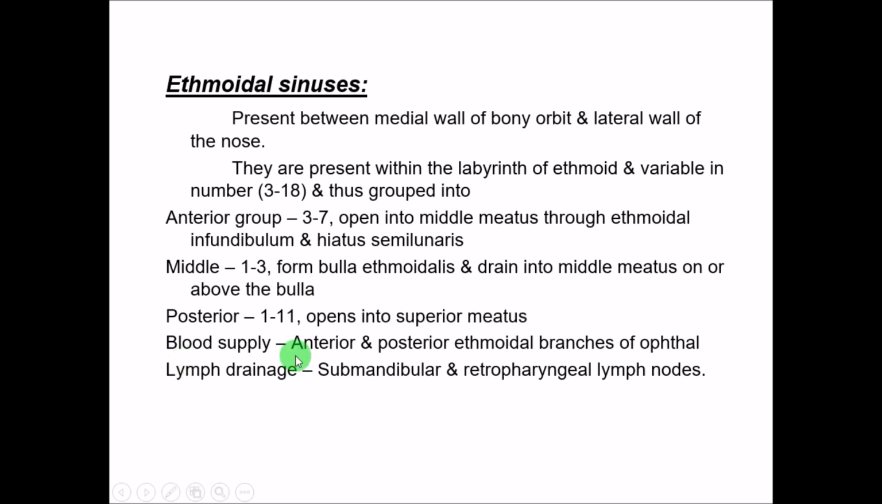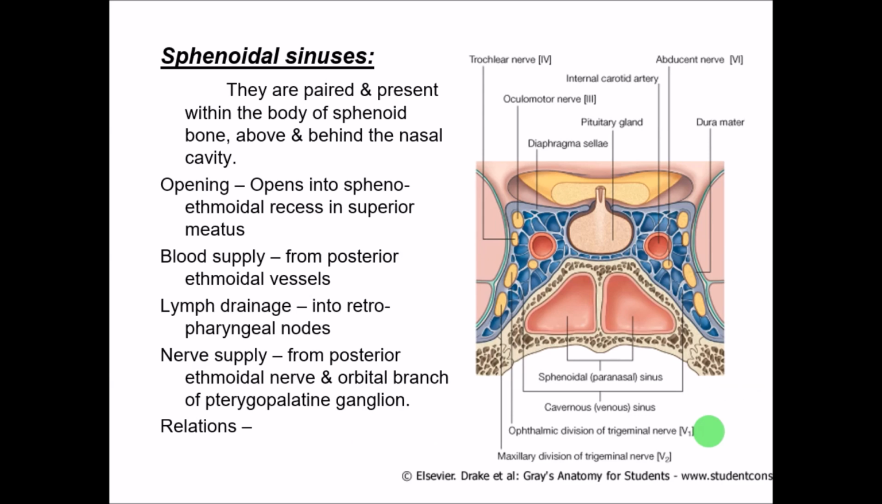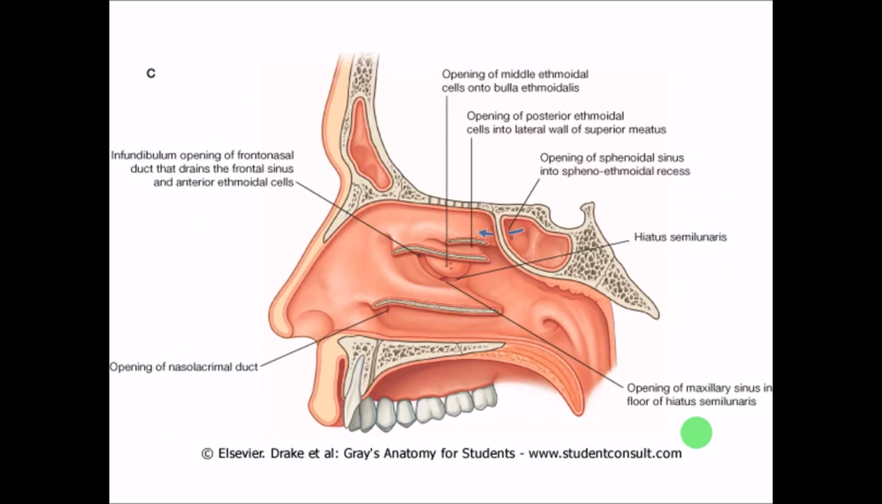Okay. Coming to the blood supply, the anterior and posterior ethmoidal branches of the ophthalmic artery will be supplying, and the lymphatic drainage will be into the submandibular as well as the retropharyngeal group of lymph nodes. Especially the posterior one will be draining into the retropharyngeal group of lymph nodes. Okay. Now coming to the last one, that is the sphenoidal air sinus.